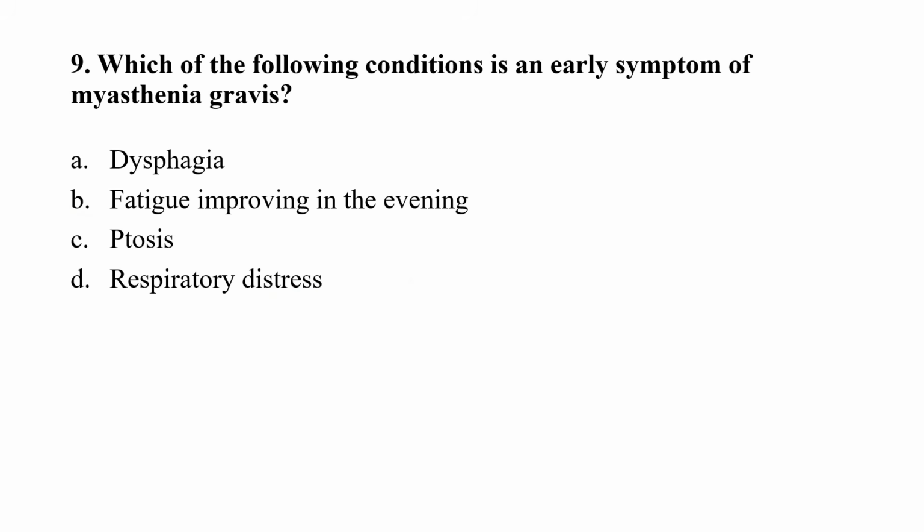Question number 9. Which of the following conditions is an early symptom of myasthenia gravis? Option A, dysphagia. Option B, fatigue improving in the evening. Option C, ptosis. Option D, respiratory distress. This question came in the exams of RML conducted by AIIMS in 2016. And the correct option here is option C, that is ptosis. Ptosis is the condition in which the upper eyelids drop.